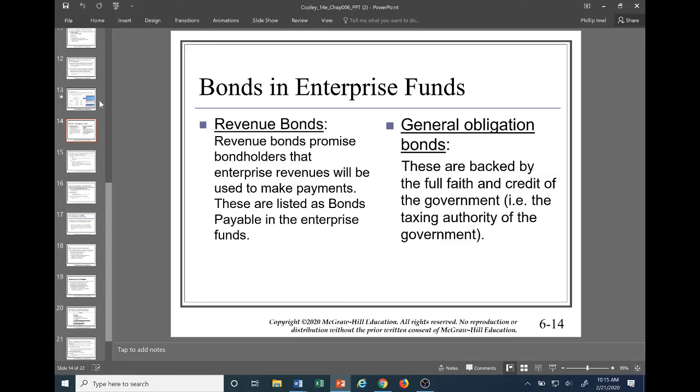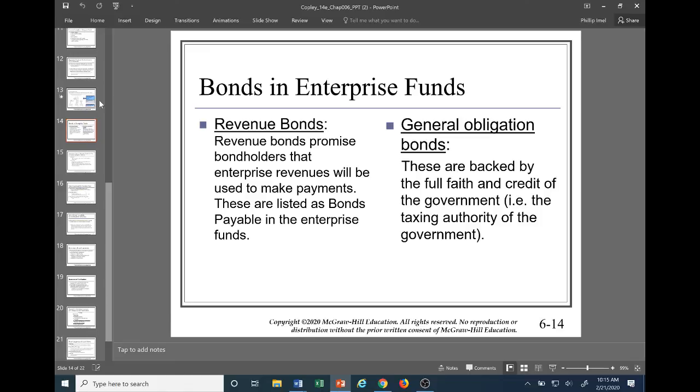So we'll just get into them. It says revenue bonds promise bondholders that enterprise revenues will be used to make payments. These are listed as bonds payable in the enterprise fund. Makes sense. It's their liability. They're going to pay it out of there, right? It's their liability because they're saying we're backing that debt.